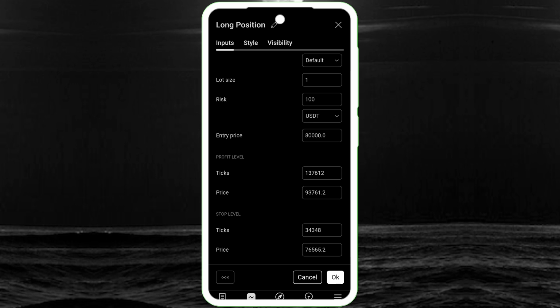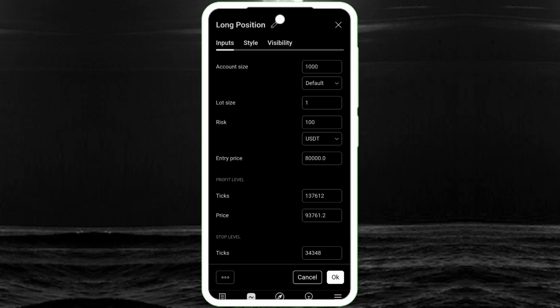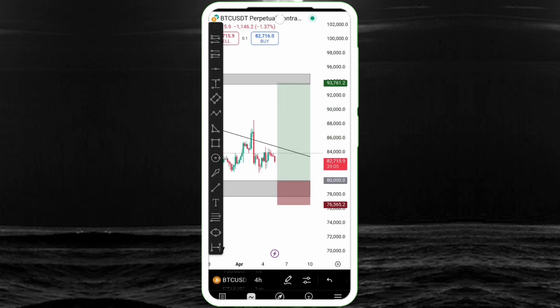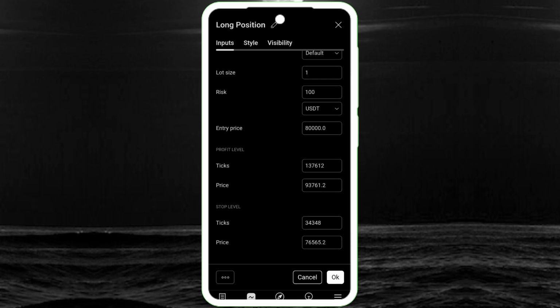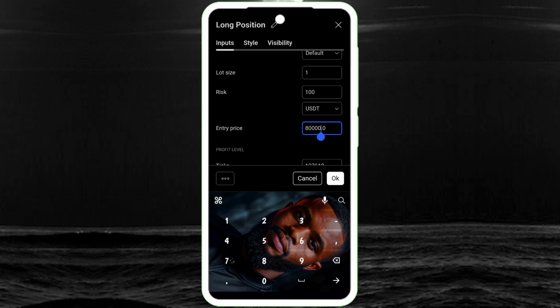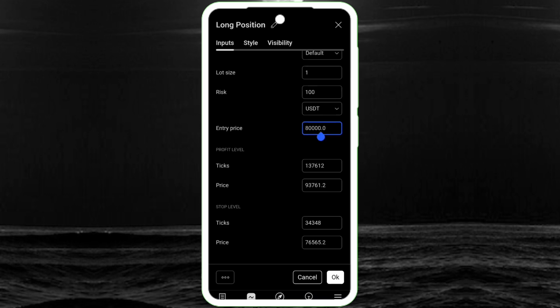Here you see the entry price, which is 80,000. What we are trading here is BTC, this is BTC USDT. So this is the entry price of our analysis of BTC. Now you put that particular entry, if it is a limit order, put that limit price here. After putting it, you go to the stop level.